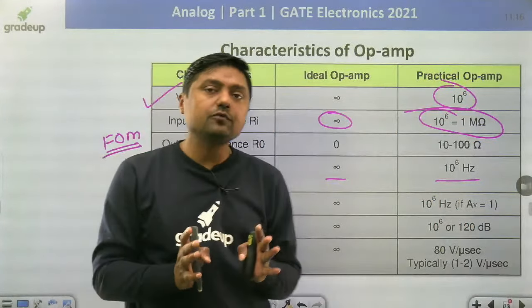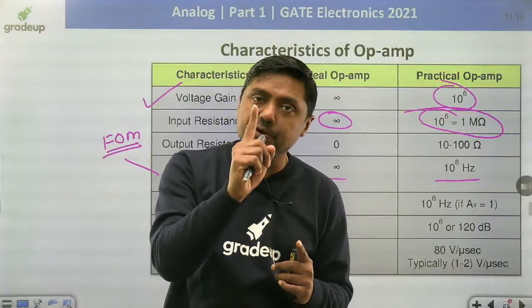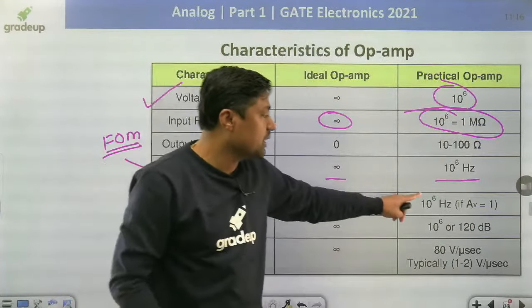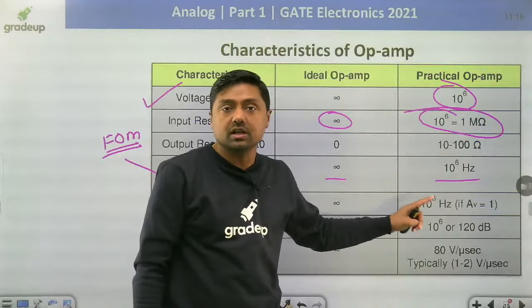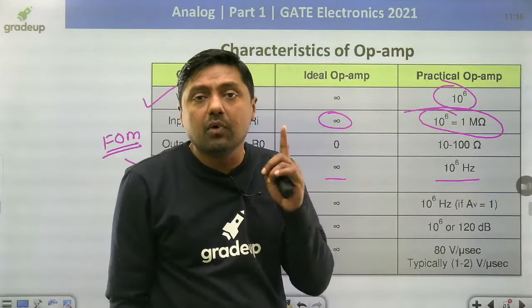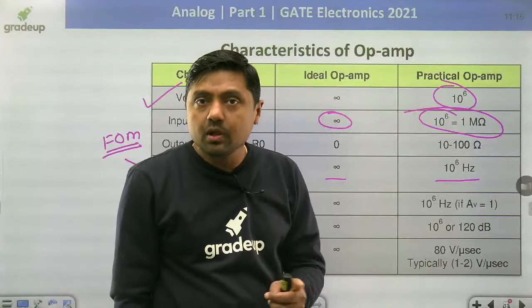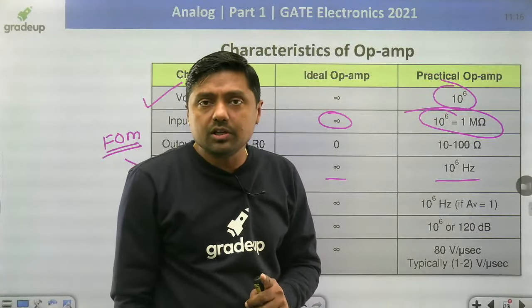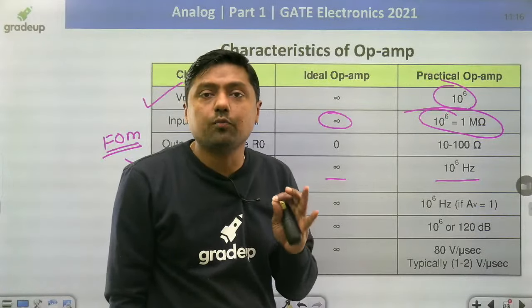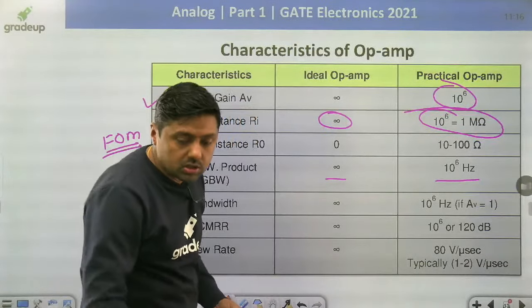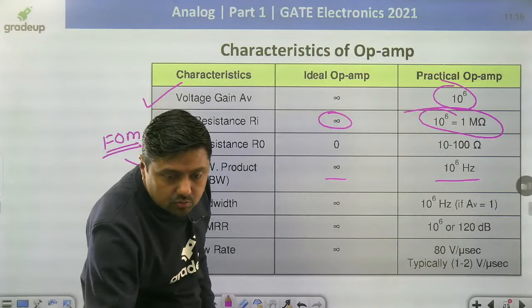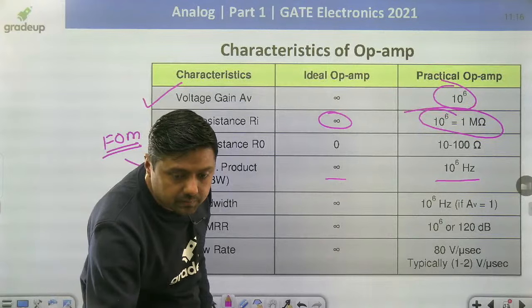If after negative feedback the gain reduces to 1, then the gain bandwidth will become what? 10 to the power 6 hertz. And that is the beauty of what? Operational amplifier. Operational amplifier is basically a multi-stage amplifier. Why are we providing the multi-stage? Everyone give me the answer. What is the basic purpose of multi-staging?